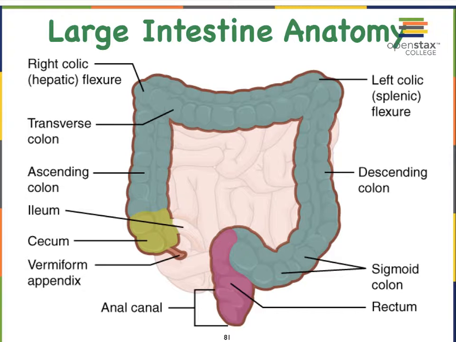The cecum is then followed by the ascending colon, the transverse colon, the descending colon, which becomes kind of S-shaped, and therefore the sigmoid colon. Finally, the rectum, which then becomes the anal canal, and that would be the end then of our digestive tract.